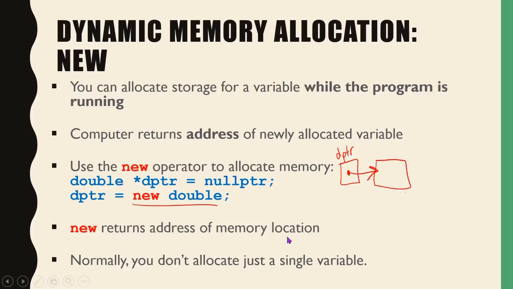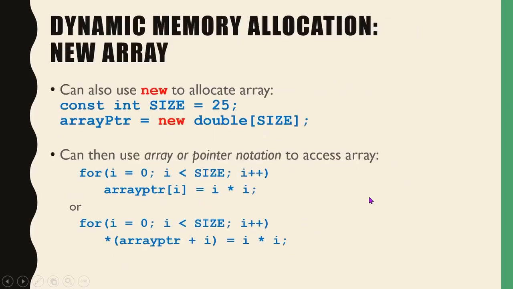Normally you don't just dynamically allocate a single variable like this though. What's way more useful is if you can dynamically allocate an array. This is more useful because it means that you don't have to know the size of the array when the program begins. You could technically get the size from the user. In this example, I did create the size in a constant variable just for demonstration purposes.